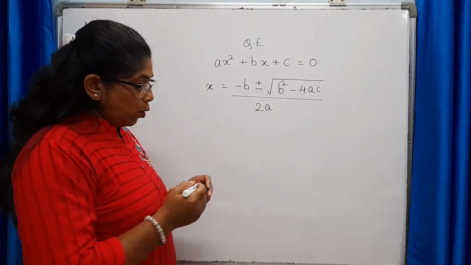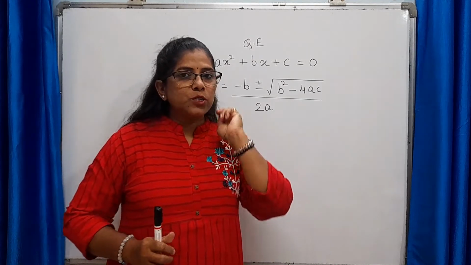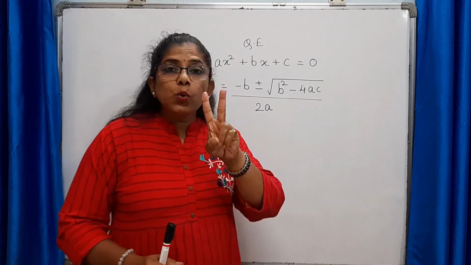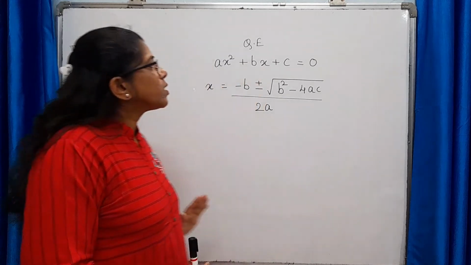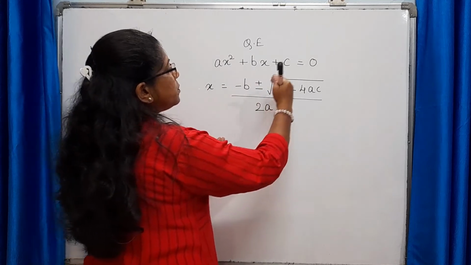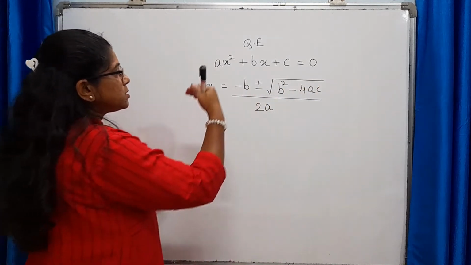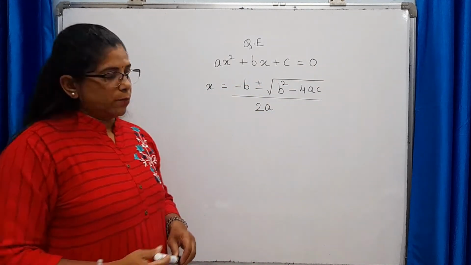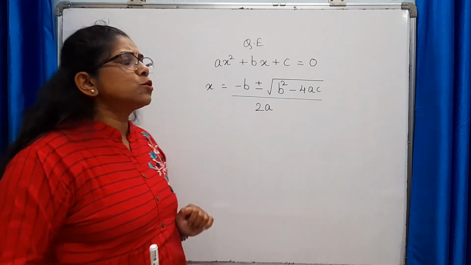Now what is the meaning of this? In a quadratic equation, the highest degree is 2. So each and every quadratic equation has two roots. In this case, one root is minus b plus root b square minus 4ac upon 2a, and the other root is minus b minus root b square minus 4ac upon 2a. So in this way, by using this formula, we get the two roots.